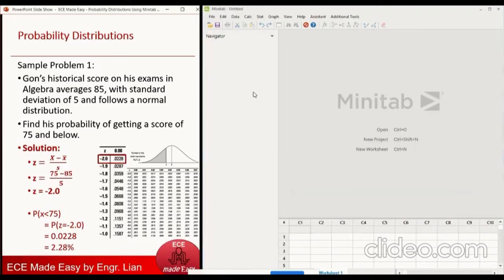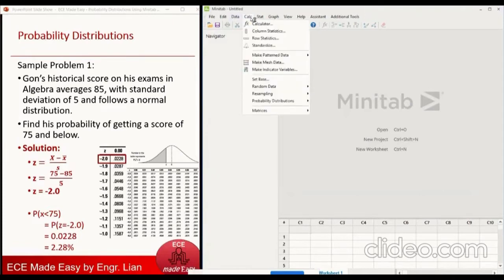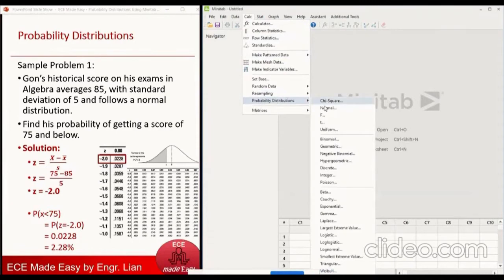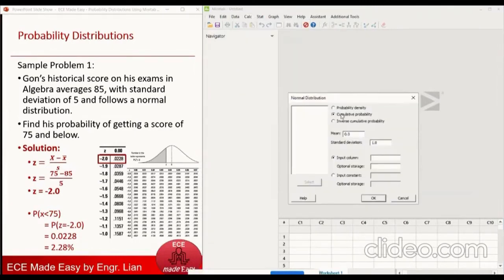Now with Minitab, we don't need the z table anymore. We can directly calculate the value needed, and we don't even need to calculate the z-score. So how to do this? Go to Calc, Probability Distribution, and select Normal, because it's stated there that it's a normal distribution. Now we are focusing on the cumulative probability.